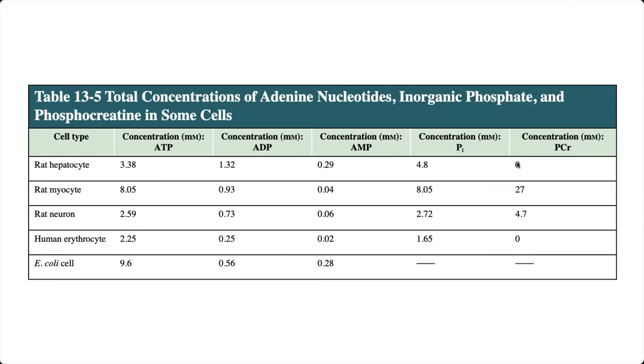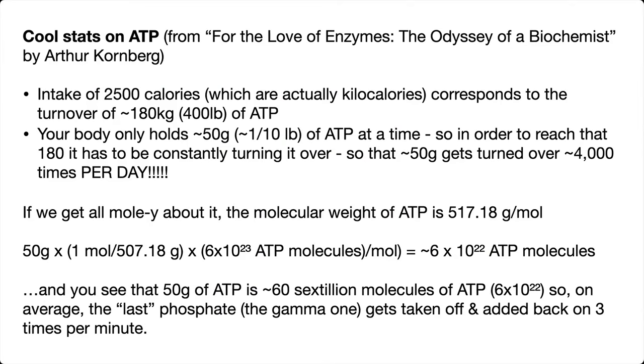So you can see that not in the liver, but you've got this creatine in the muscles. So you've got phosphocreatine in the muscles, and that phosphocreatine is there so that if you need ATP right away, you can transfer it to ADP, give you ATP, and run away from that bear. A few cool stats on ATP.